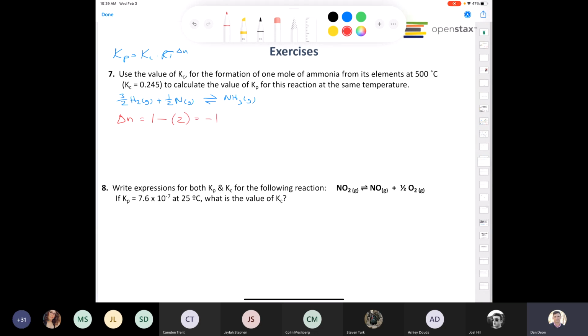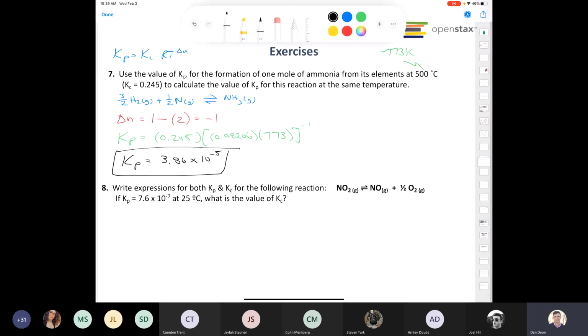There we go. So then we're going to write out that our Kp is equal to our Kc, which was 0.245, multiplied by 0.08206. I'm going to leave the units out in the interest of time. We don't need them anyway. Multiplied by our temperature, which is 500 degrees Celsius, which is 773 Kelvin. So 773, like that, all of that to the power of negative 1. And when you punch all that into your calculator, you get Kp equal to 3.86 times 10 to the negative 5, like that.